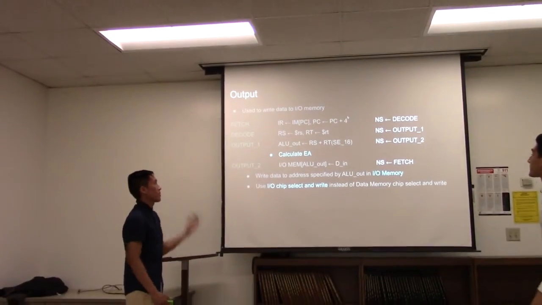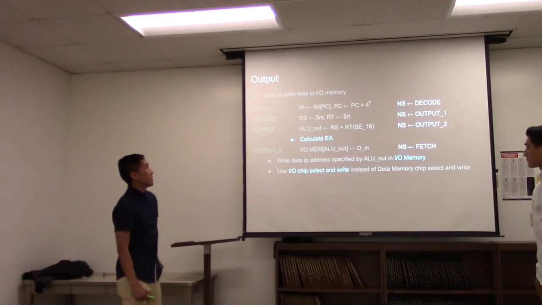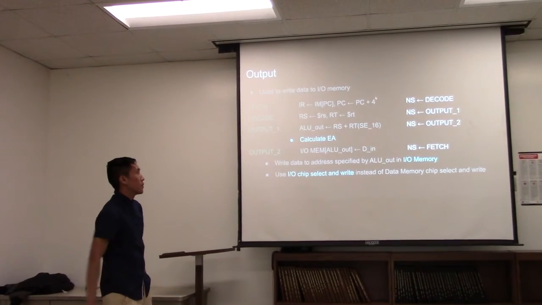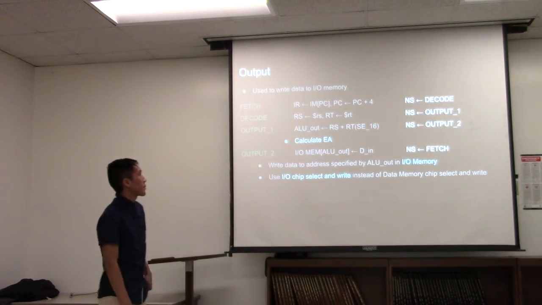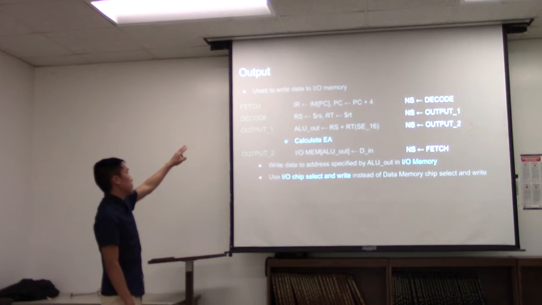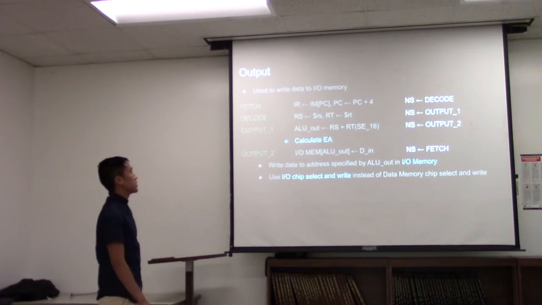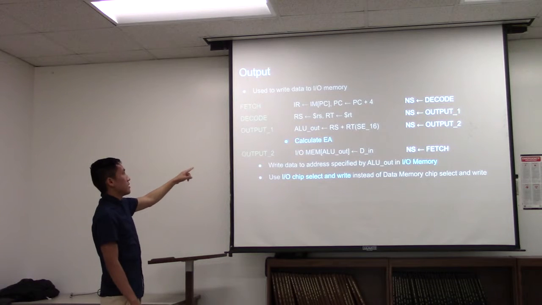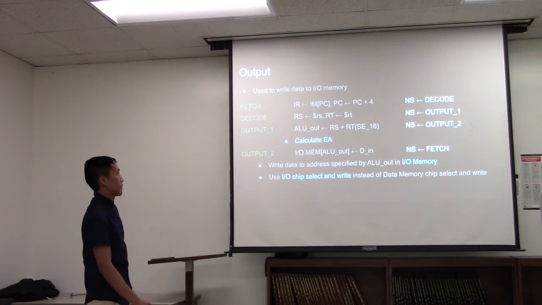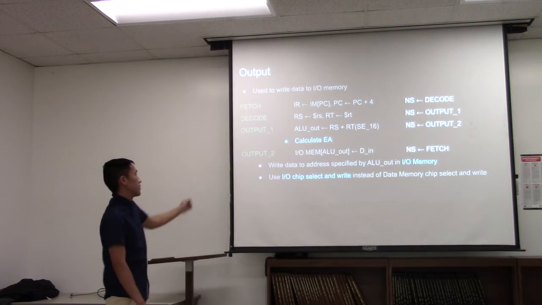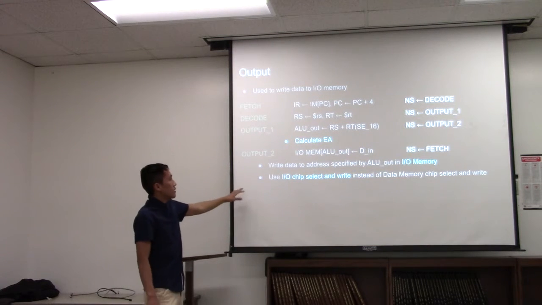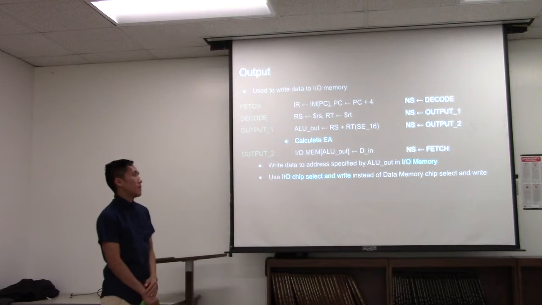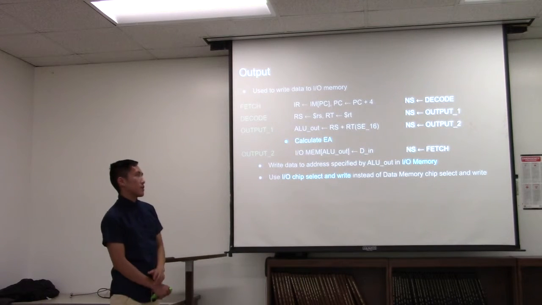So for one of our enhanced instructions, we have output, and we use output to write to I/O memory. On the left side, you can see the state, and on the right side, the next state. The first two states are the same, just fetch and decode, and then in the first output state, we calculate the effective address of where we want to write to I/O memory. And then the last output state is when we write to I/O memory. And instead of using chip select and write for data memory, we just use the I/O chip select and write.